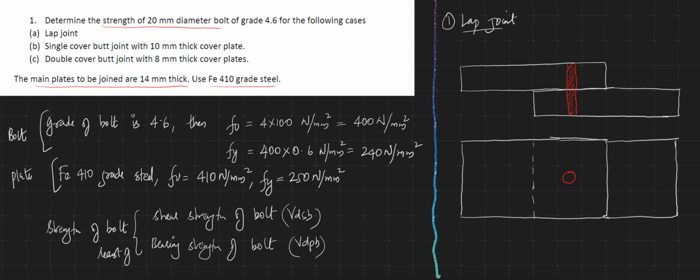The diameter of the bolt used is 20 mm. This d is equal to 20 mm, grade 4.6, and the thickness of the plate being used is 14 mm.